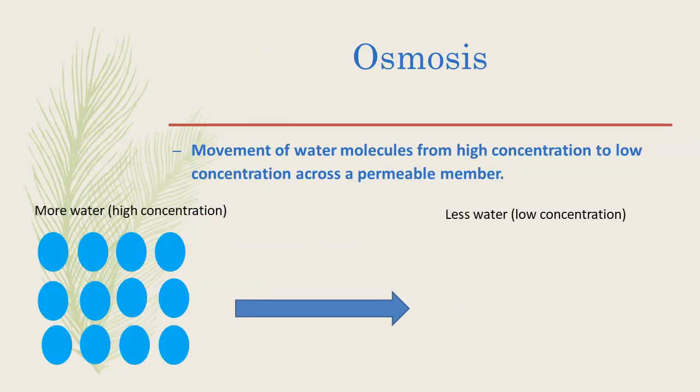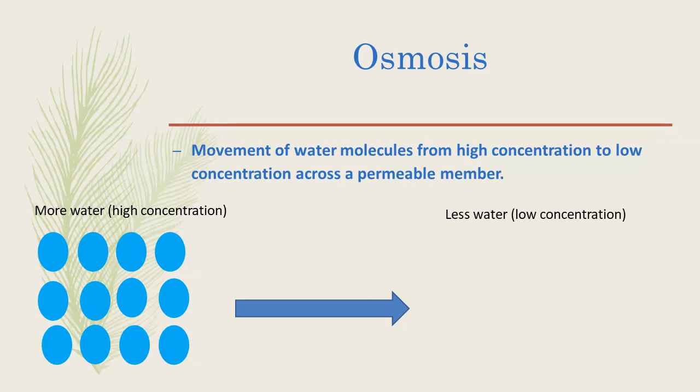So let us first talk about osmosis. Osmosis is a special kind of diffusion. Diffusion happens in gas molecules, while osmosis happens in water molecules. That is why it is special. So what is osmosis? Osmosis is the movement of water molecules from high concentration area to low concentration area across a permeable membrane.